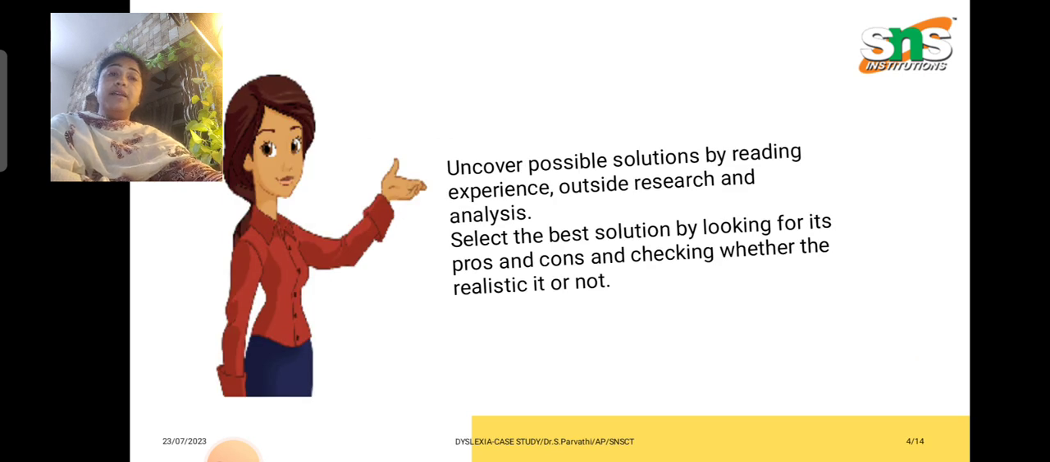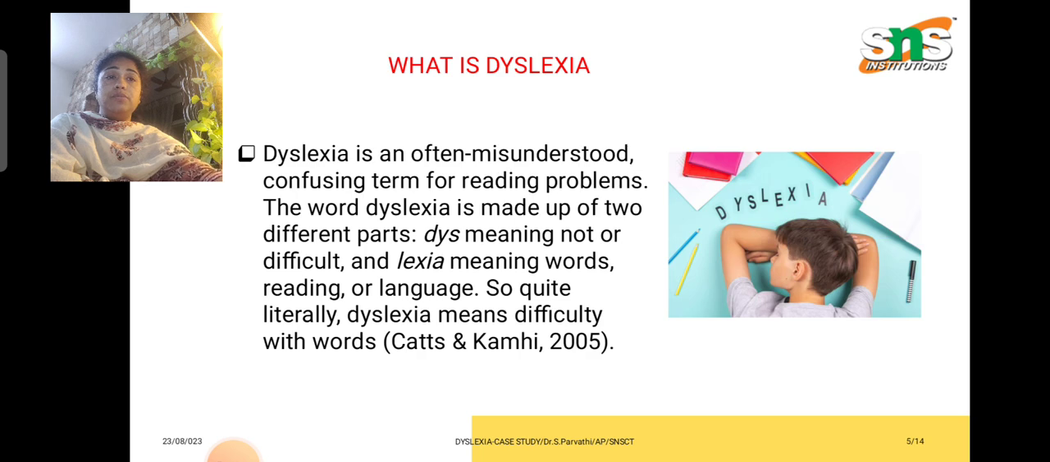And uncover possible solutions by reading experiences, outside research, and analysis. Select the best solution by looking at its pros and cons and checking whether it is realistic or not. So, now come to my topic.